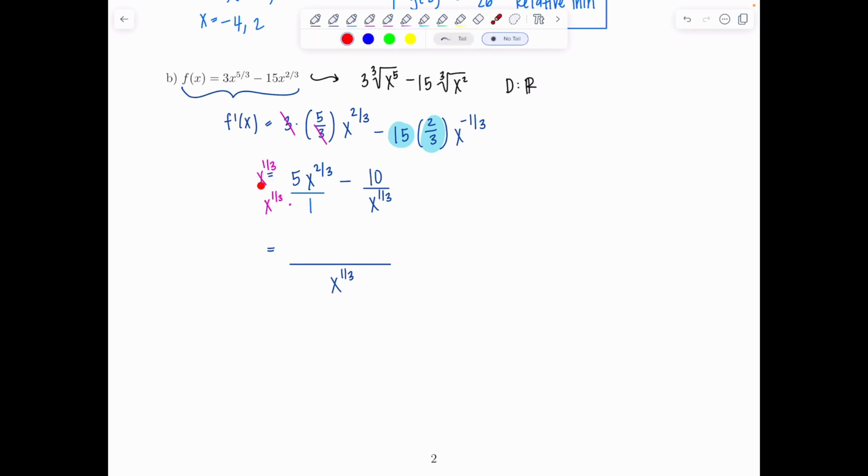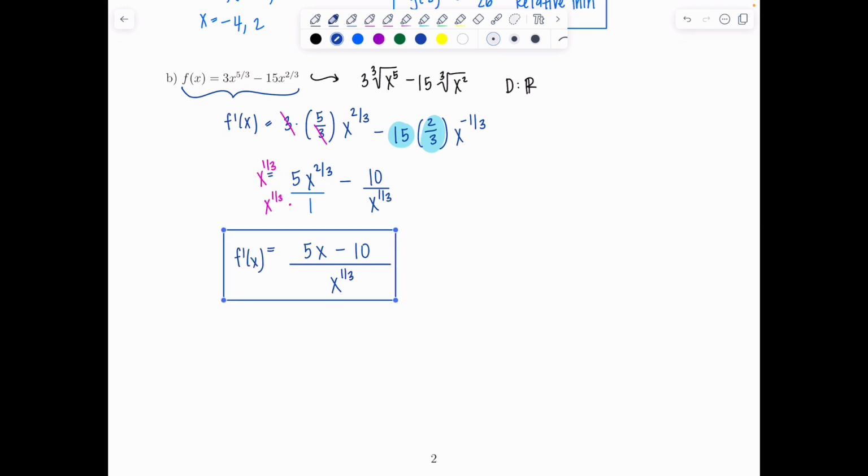When I multiply x to the 1/3 and 5x to the 2/3, I add these exponents together. 1/3 plus 2/3, that's 3/3, so x to the first. So we have 5x to the first minus 10. Boom! Isn't that beautiful? There's f prime of x. Yes. So now let's find our critical numbers. They come from two places, where f prime of x is 0 and where f prime of x doesn't exist.